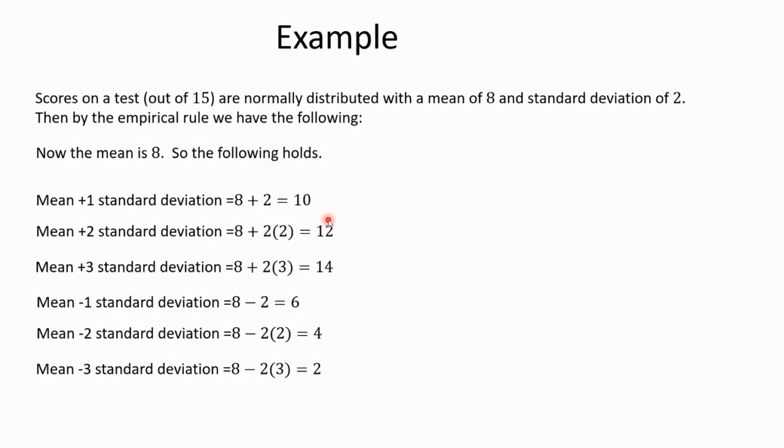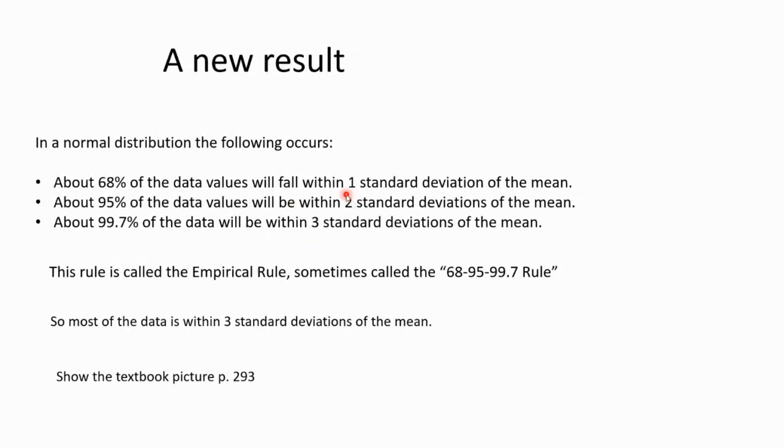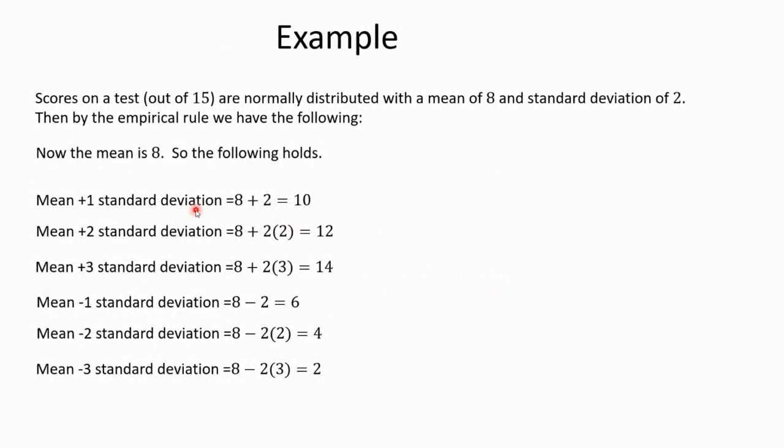Well, to use the empirical rule here, what we're going to do is calculate the mean plus 1, mean plus 2, and so on. That's what we're doing here: within one standard deviation to the right and to the left of the mean, or greater than the mean and less than the mean. So the mean plus 1 standard deviation is 8 plus 2, which is 10.